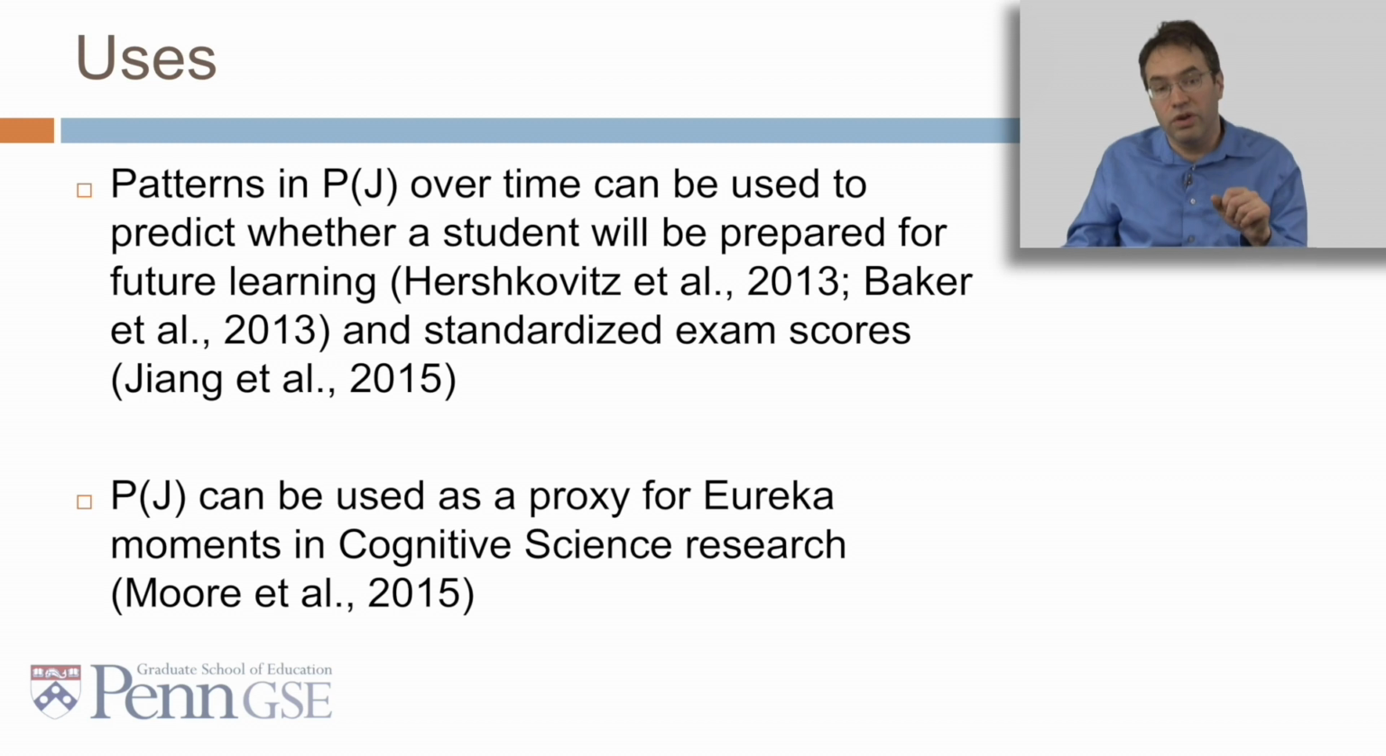And in a third recent use, P of j can be used as a proxy for eureka moments in cognitive science research. We can look for moments where students had spectacularly high learning, say higher than 99% of all learning episodes, and say, what distinguishes the behavior that precedes this?